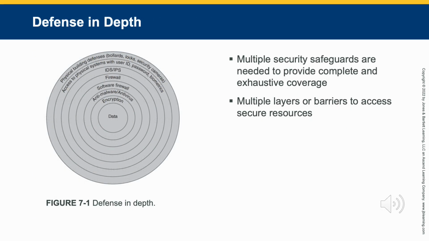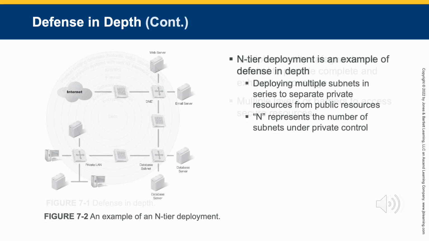Defense in depth. We talk about this as peeling the layers of the onion back, and so you can see the multiple layers. Multiple security safeguards are needed to provide complete and exhaustive coverage. Multiple layers or barriers to access secure resources. Here's a logical network diagram for defense in depth.